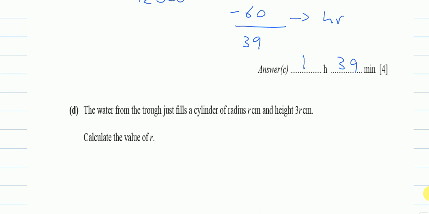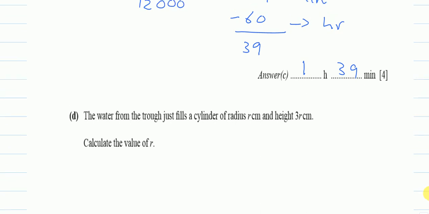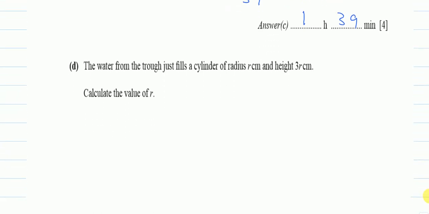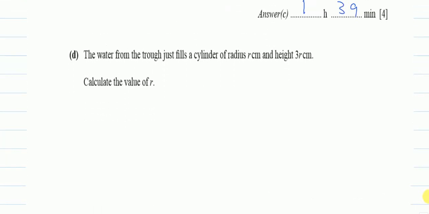Part D. The water of the trough just fills a cylinder of radius r centimeters and height 3r centimeters. Calculate the value of r. They have used the water, and what do we know about the water? All we know is the volume. So that's what we have to use in this question. We have a cylinder here, it's not exactly a cylinder, but let's just assume it. Anyways, this is what they mean.